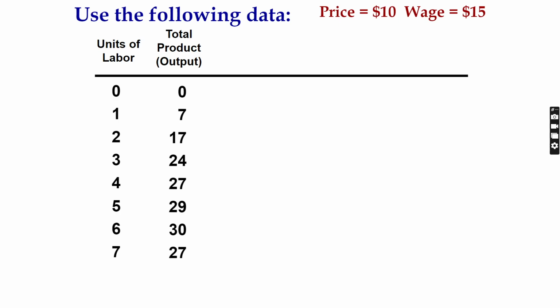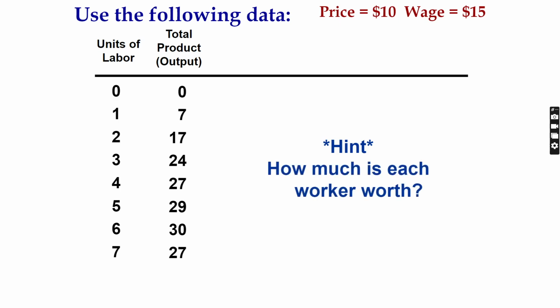If you have 4 workers, it would be 27, so on and so forth. And so if you think about how much each worker is worth, we can't just look at the total product. We have to look at the marginal product. And we've done this before.